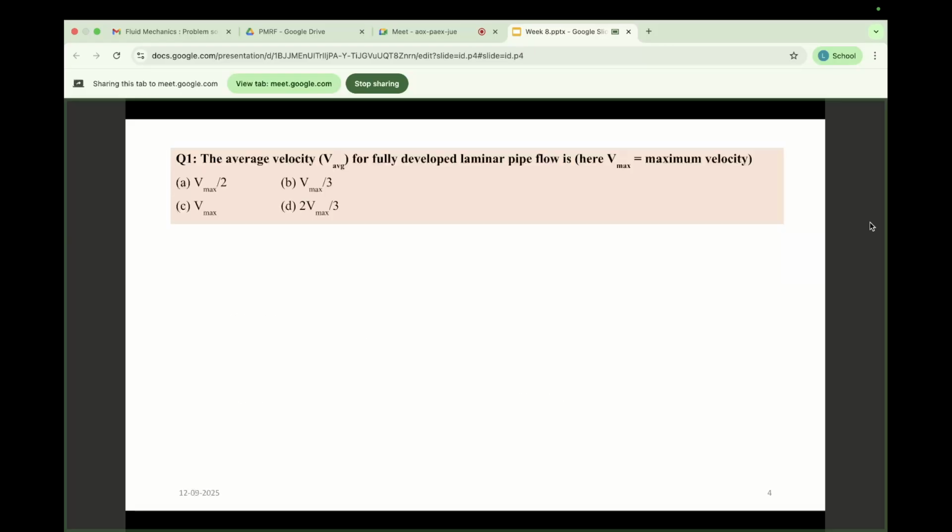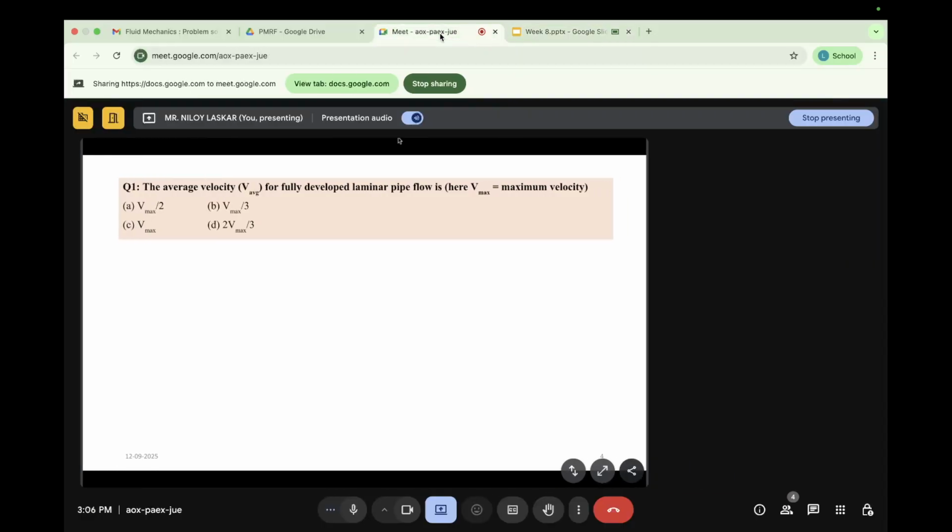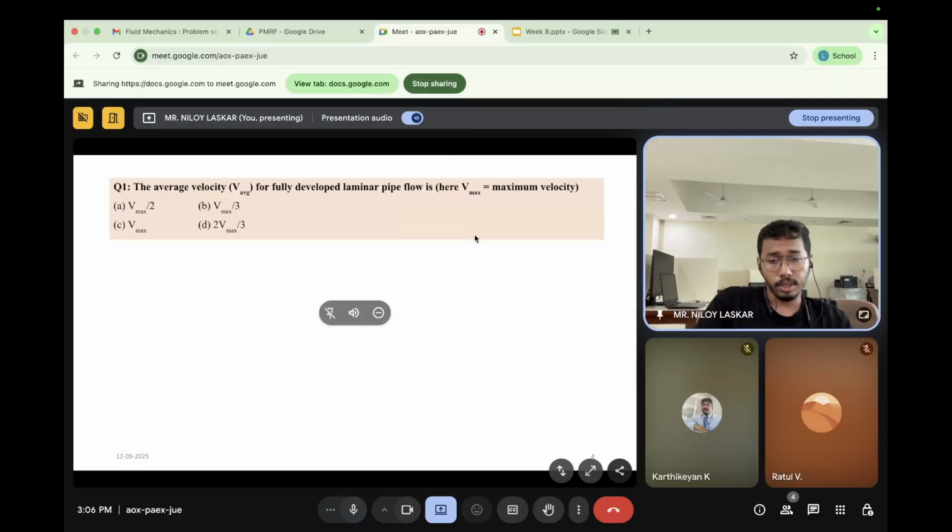So this is the first question. The average velocity for a fully developed laminar flow is what? These are the four options. Please try to solve. I am giving you 2 minutes for this. After that, I will discuss the concept. So try on your side. If you are not able to solve it, no issue. I will definitely discuss it in detail, along with the concept. So no need to worry. Just try to solve this one.